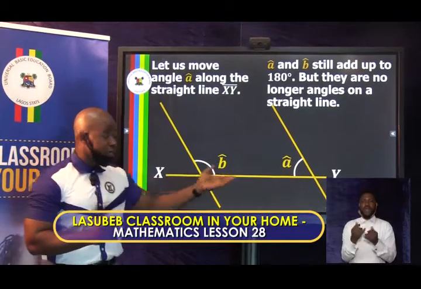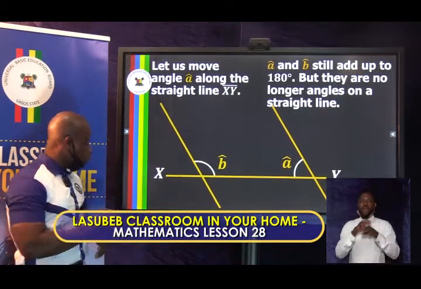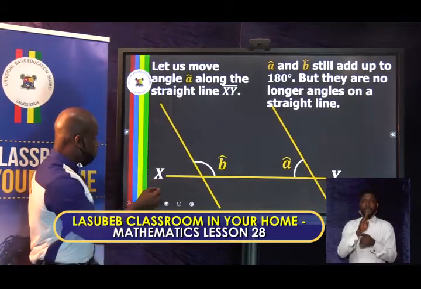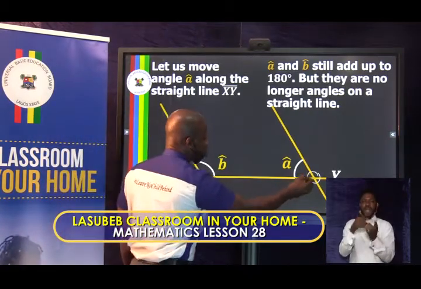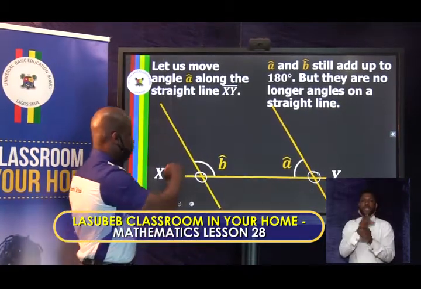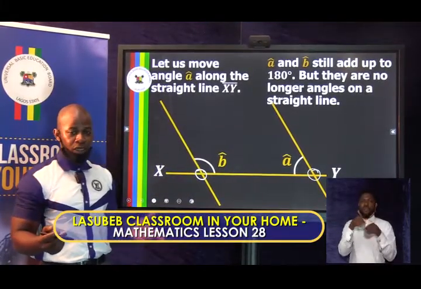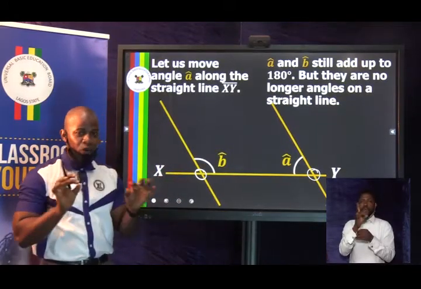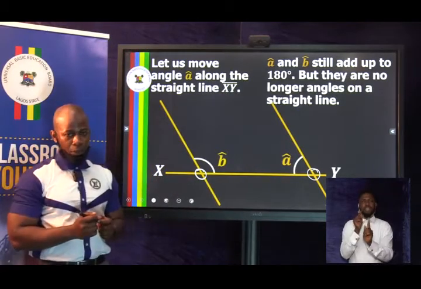But as it is right now, we can no longer say that A and B are angles on a straight line because B is centered around this point and A is now centered around a new point. So a semicircle drawn from here to here will have two centers, and that will not give you 180. It's not even possible. So A and B will give you 180, but they are no longer angles on a straight line because they are not at the same point.